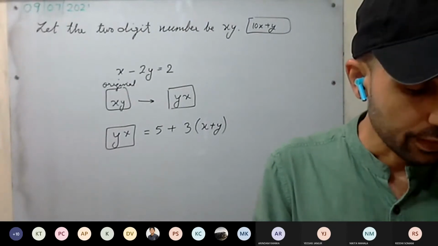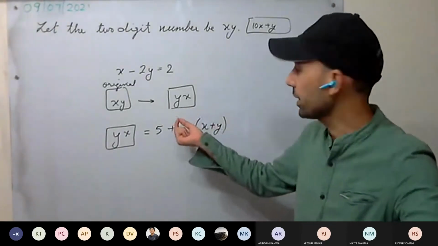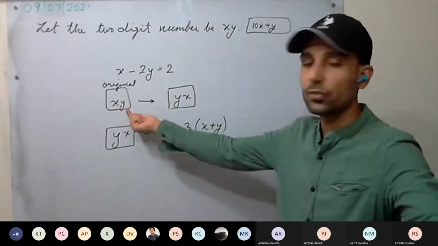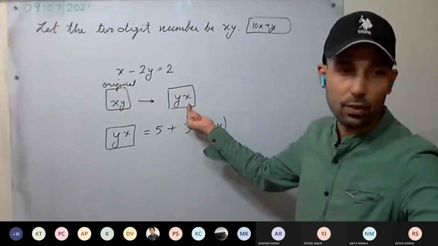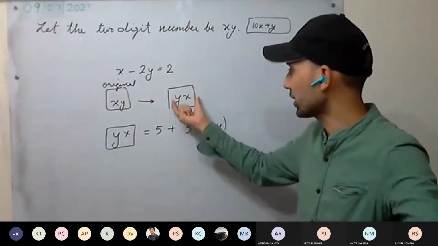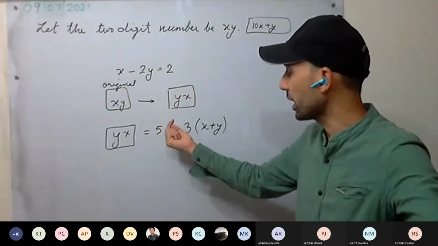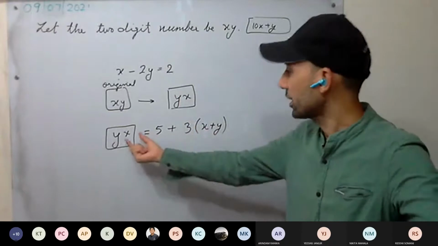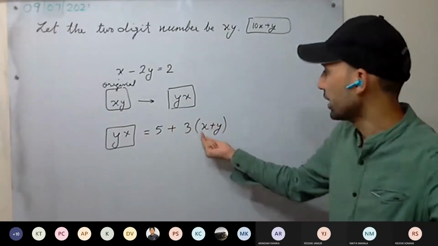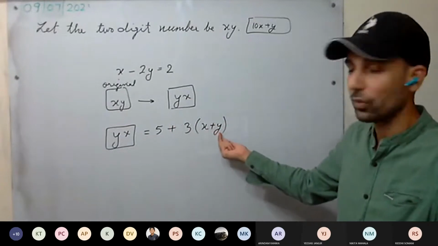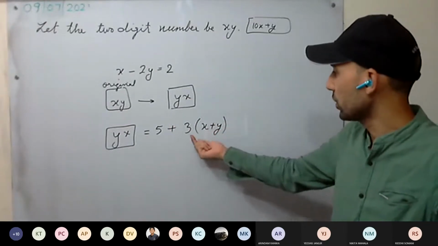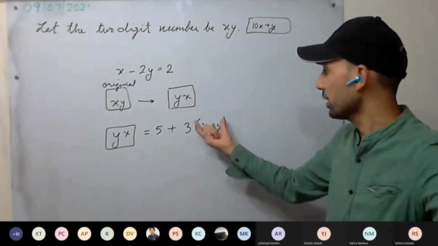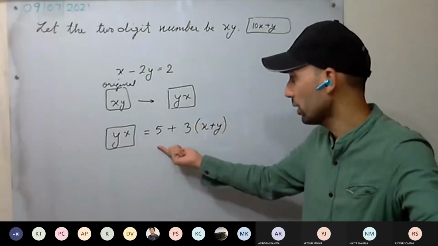Understood this one? I'm repeating. The number obtained by interchanging the digits: xy becomes yx, new number is yx. This number is 5 more than 3 times the sum of the digits. 3 times sum of the digits will be 3 into x plus y. This is clear? And this new number is 5 more than 3 times sum of the digits. Have you understood now?